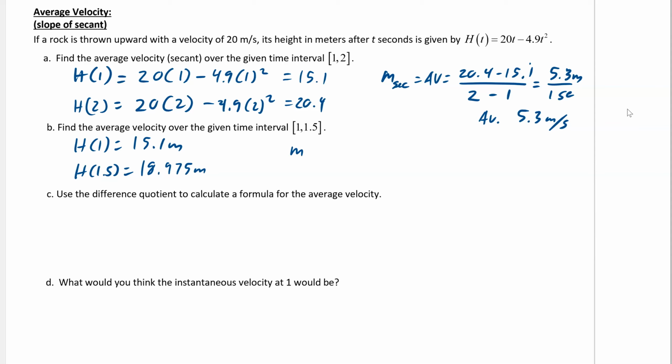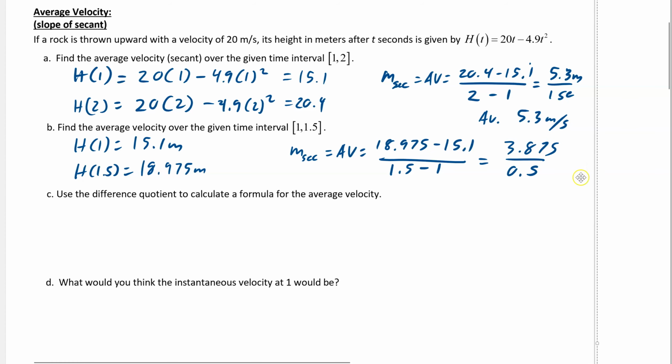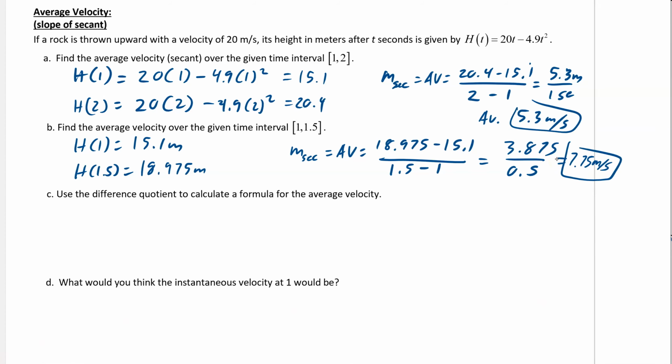Now our slope of the secant, which is our average velocity, is 18.975 minus 15.1. That's a change in height over the change in time, so 1.5 minus 1. That becomes 3.875 over 0.5, and we plug that in our calculator to get 7.75 meters per second. So that is our average velocity along that. Remember, this is just t equals 1 and t equals 1.5. And this is t equals 1 and this is t equals 2.